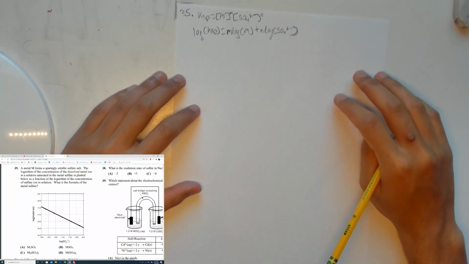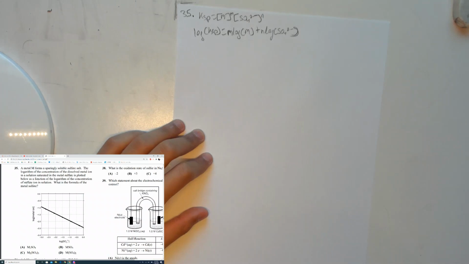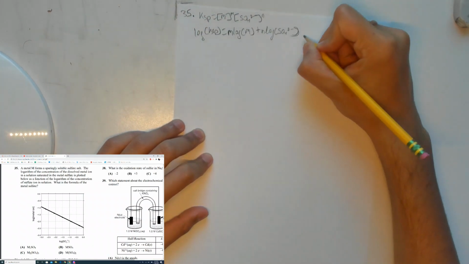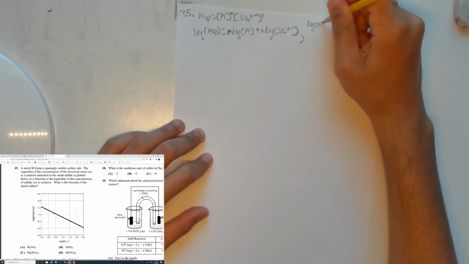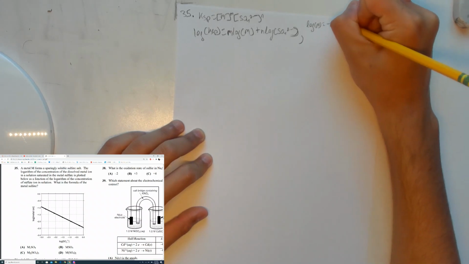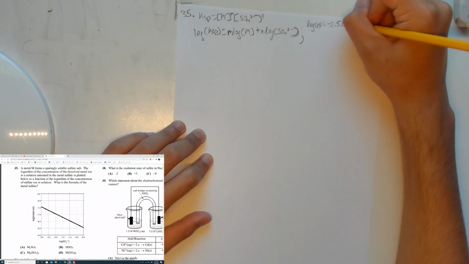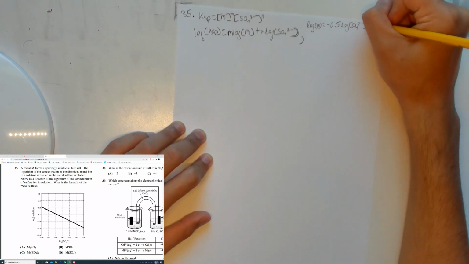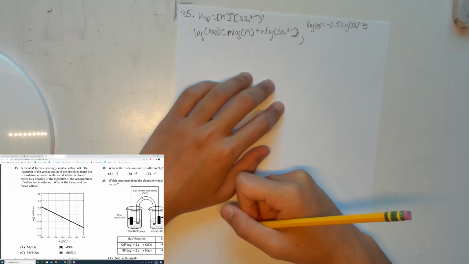Now if you write a linear equation of this, the slope is around negative 0.5. So log of M equals around negative 0.5 log of SO4 2 minus, and the y-intercept is negative 1.